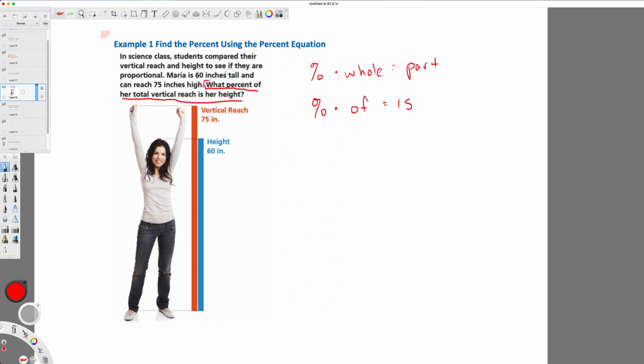So I am asked for the percent. I don't know what that is. I'm going to call it P. Then there's a times sign. What am I finding the percent of? Well, it says of her total vertical reach.